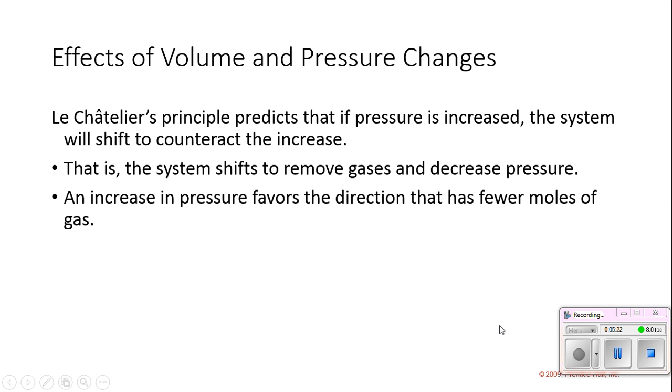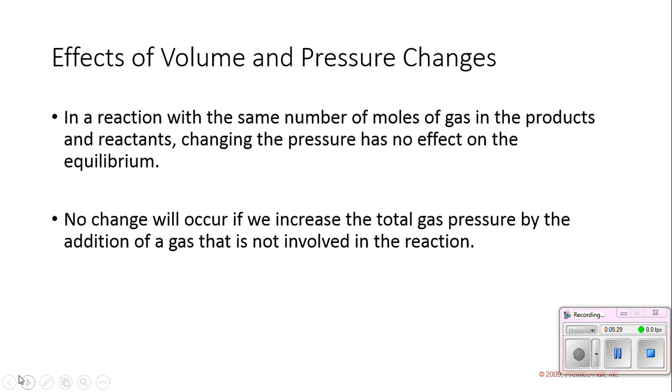And we will look at a sample problem where we're looking at the shifting due to fewer number of moles. In a reaction with the same number of moles of gas in the products and reactants, changing the pressure has no effect on the equilibrium. No change will occur if we increase the total gas pressure by the addition of gas that is not involved in the reaction. So it has to be a specific type of change.